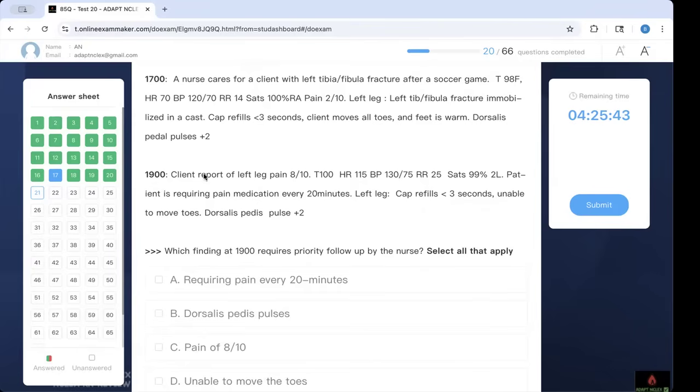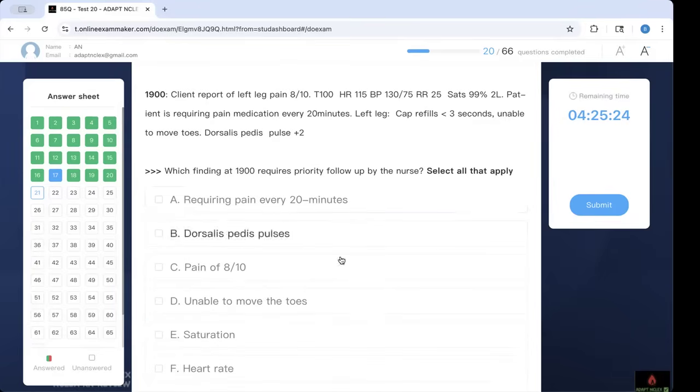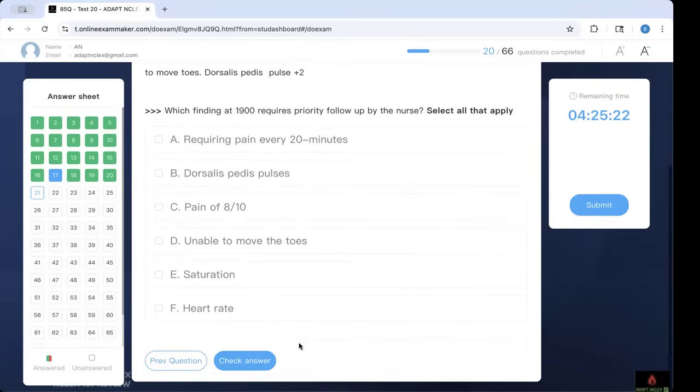At 1900, the client reports the pain is now 8 out of 10. He's still tachycardic. Saturation is okay. He requires more medication every 20 minutes. His capillary refill stays less than 3 seconds. He's unable to move his toes. The dorsalis pedis pulse is now +2. Which finding at 1900 do you think requires priority?